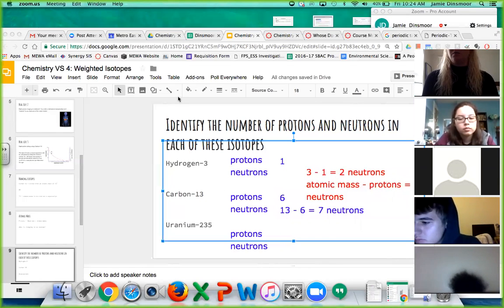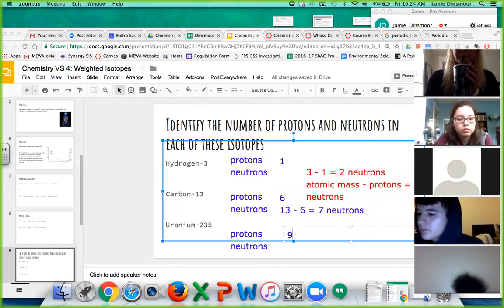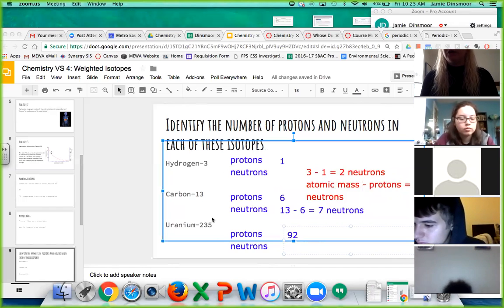Okay, and now uranium 235. By the way, these are actual real isotopes that do exist or can exist in nature. How many protons does uranium have? It took me like 2 minutes to find this on the periodic table, in case you were struggling. Thank you, Abby. 92 protons, right? So uranium is number 92. So then to find our neutrons, we're going to take the atomic mass that they give us, 235. We're going to subtract our protons, and we get what?